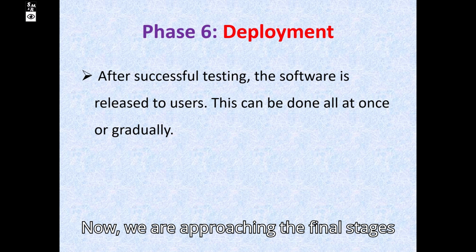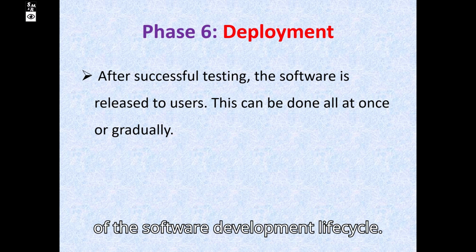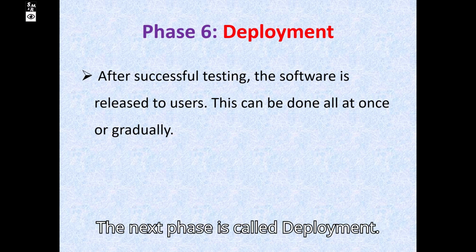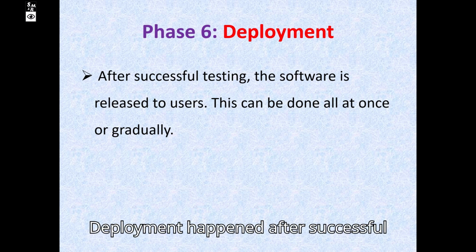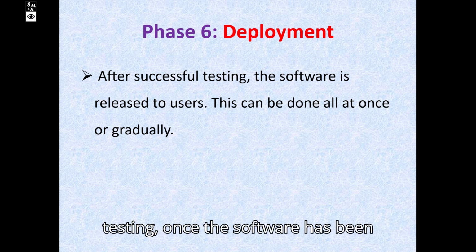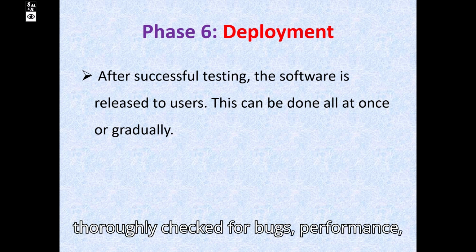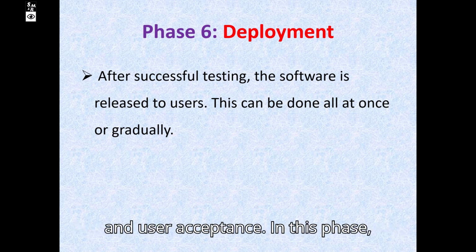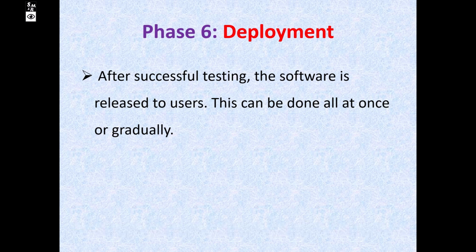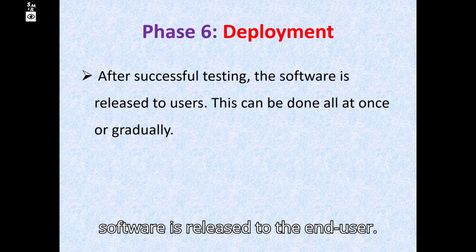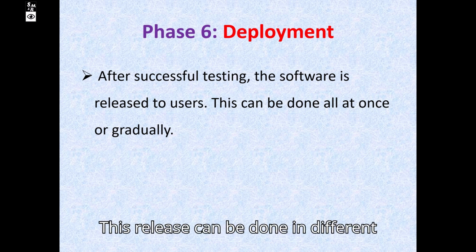Now we are approaching the final stages of the software development lifecycle. The next phase is called deployment. Deployment happens after successful testing, once the software has been thoroughly checked for bugs, performance, and user acceptance. In this phase, software is released to the end user.